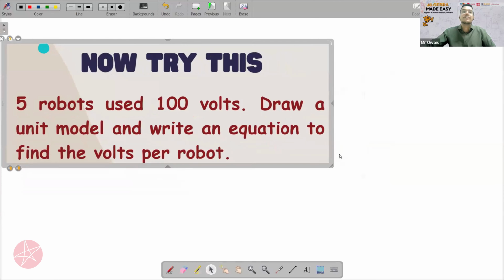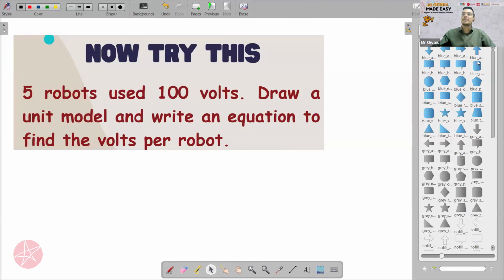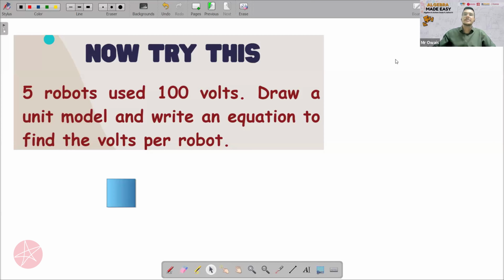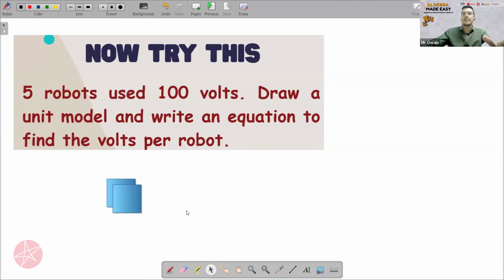All right, so we've got 5 robots that use 100 volts. Draw a unit model and write an equation to find the volts per robot, meaning how many volts did one robot use. So I'm going to draw a model here. Again, I will let one of these represent the number of volts that each robot used. How many robots do we have? 5. So I'm going to make 5 copies of this. I've already got 2 here.